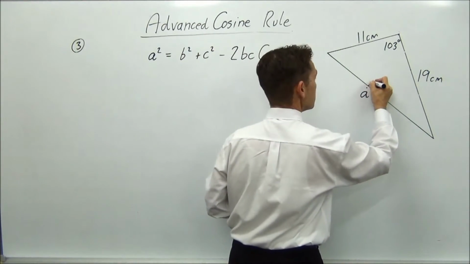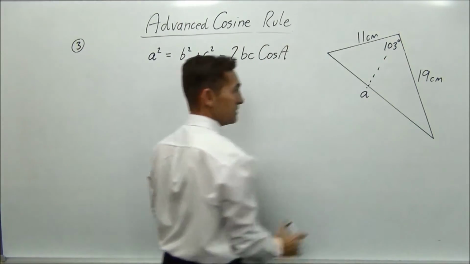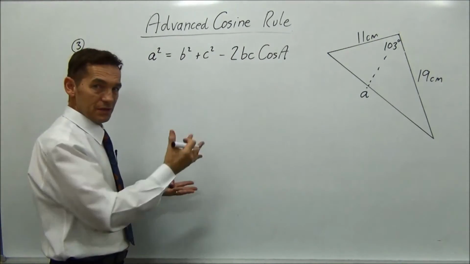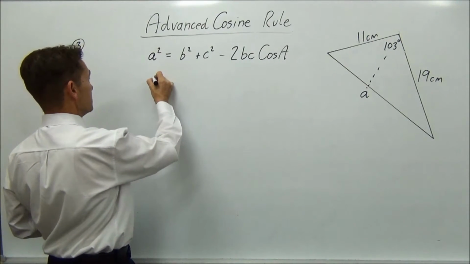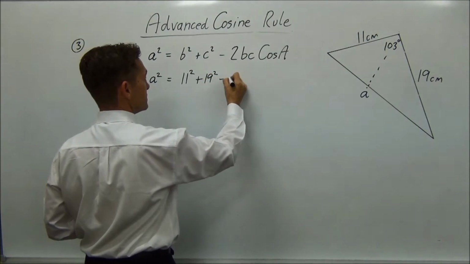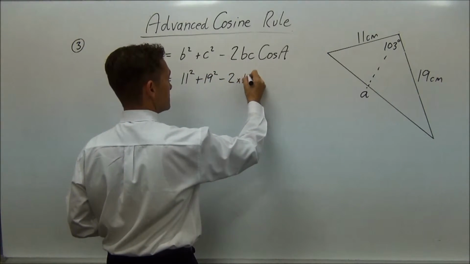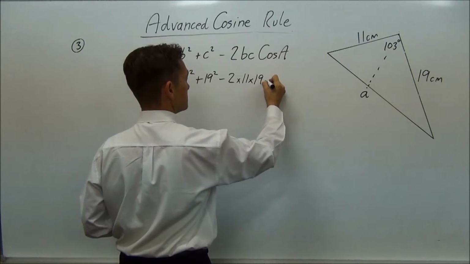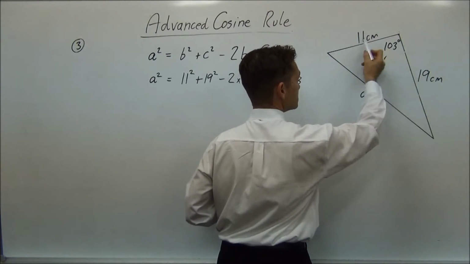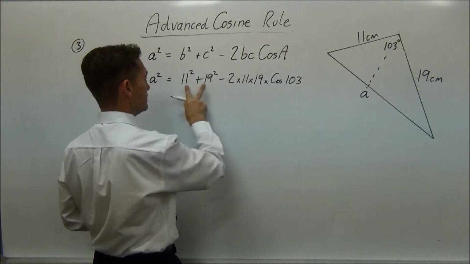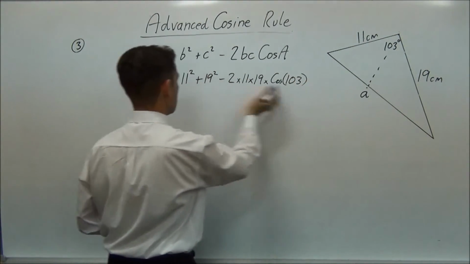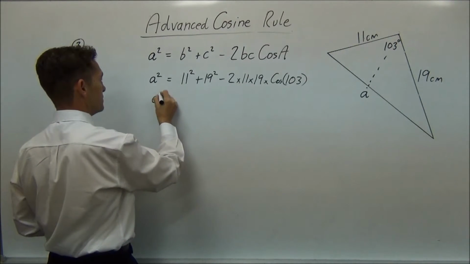And again, they're opposite, so that's our A. Now I've used the same numbers as I've just used previously, so we can just about guess what this number is going to be. Let's do it using the formula. So we'll have A squared equals 11 squared plus 19 squared minus 2 times 11 times 19 multiplied by cos 103. And again, this B and C, doesn't matter which order I put those two in, still going to get the same answer.